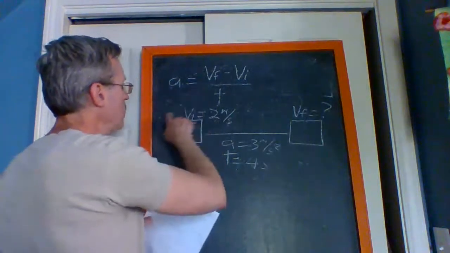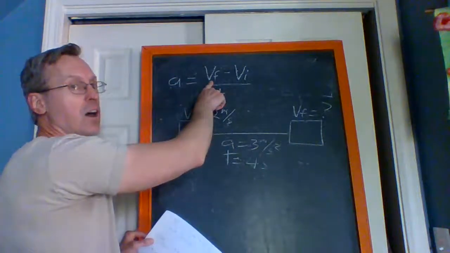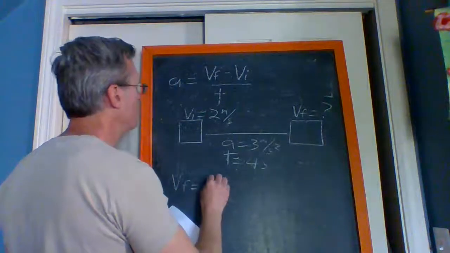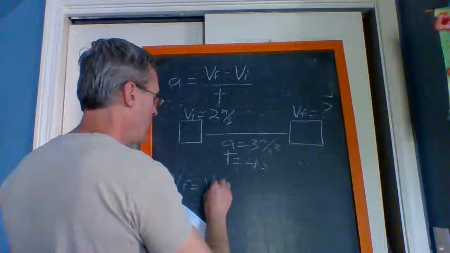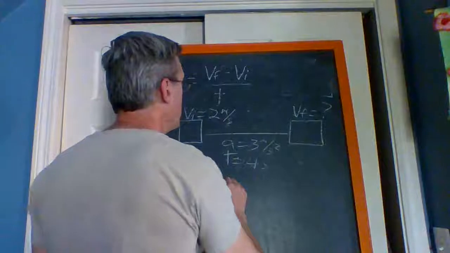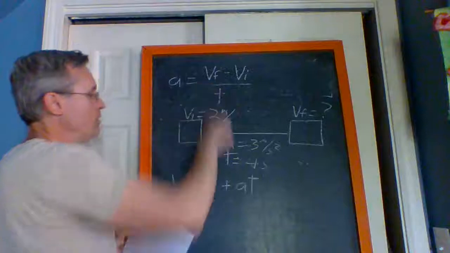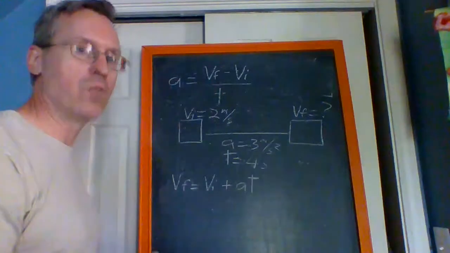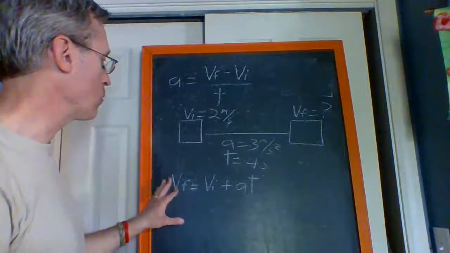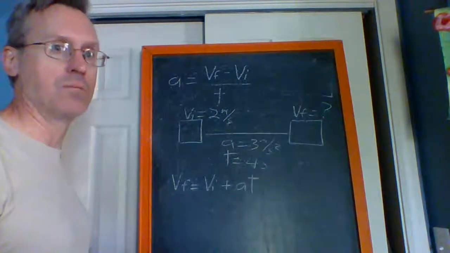If I take this equation and rearrange it to solve for the final velocity, I would get something like this. VF is equal to VI plus A times T. Trust me, obviously I'm skipping steps on the algebra. This and this are really the same equation, just rearranged. In this case, it's arranged to have A on one side, everything else on the other. In this case, it's arranged to have VF on one side and everything else on the other. But they're really the same equation, okay?